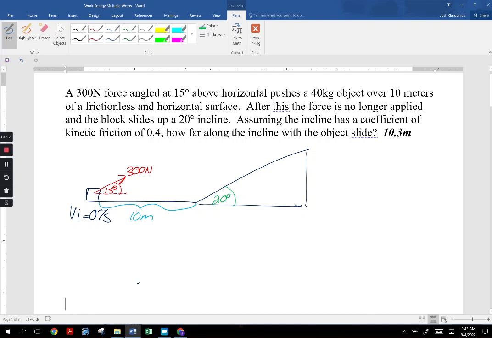And there's some friction. Yippee. And we don't know how long the incline is. In fact, we're trying to solve for that. We don't know this distance.